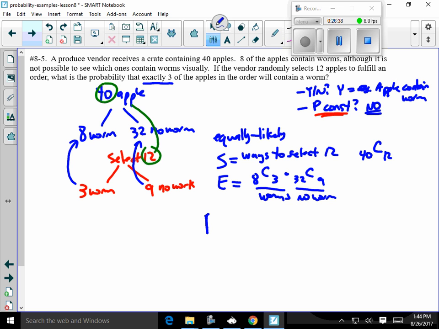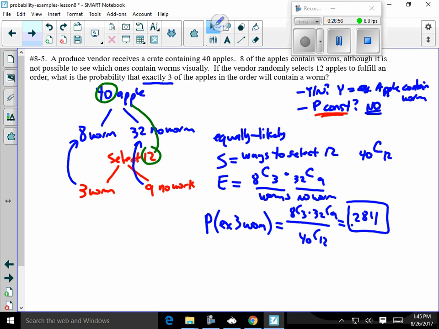And that means the probability of getting exactly 3 that are wormy is going to be 8 combination 3 times 32 combination 9 over 40 combination 12. That turns out to be, if you plug it in your calculator carefully, 2811.